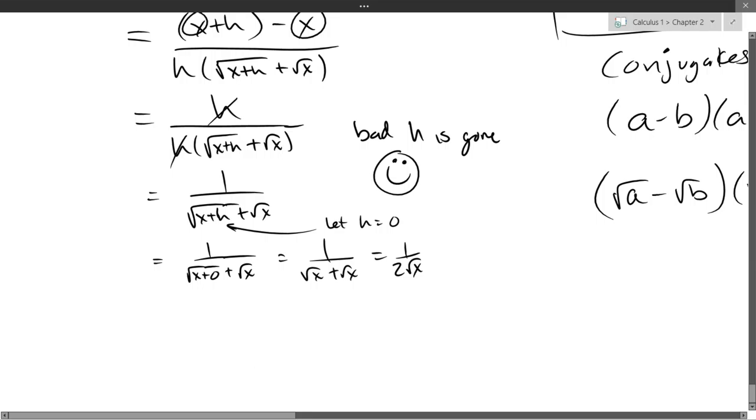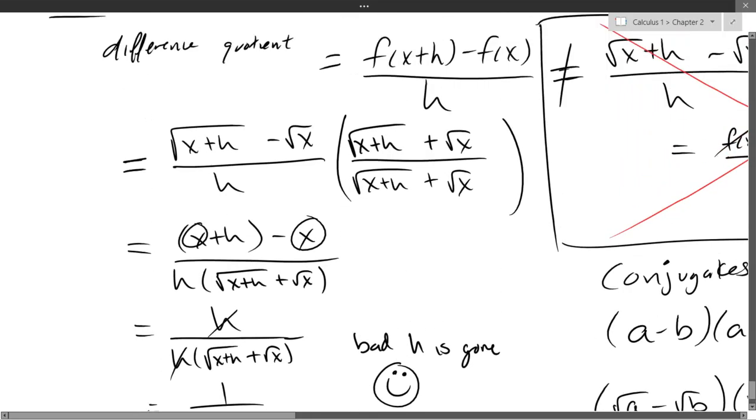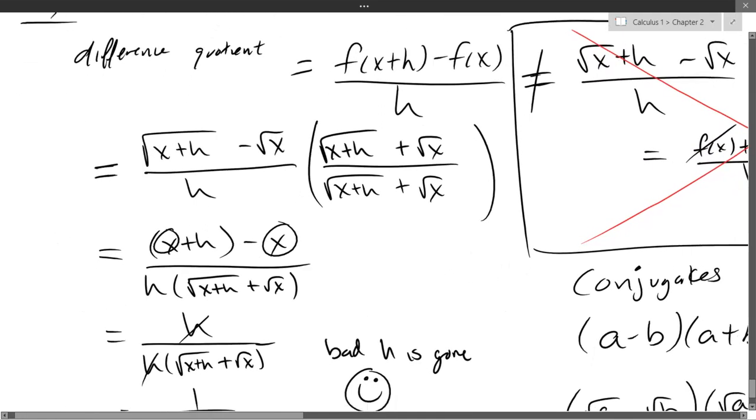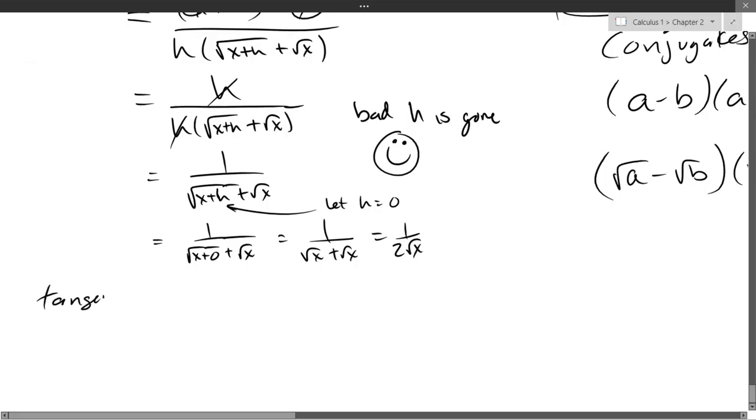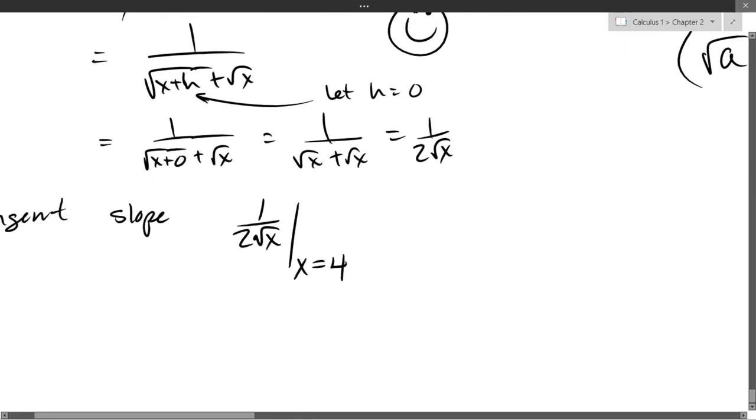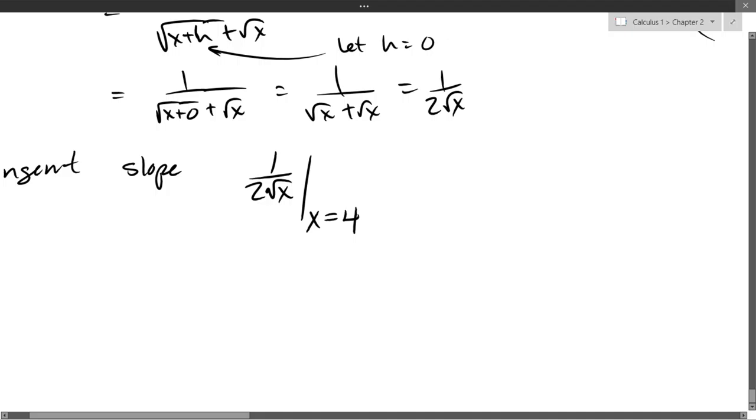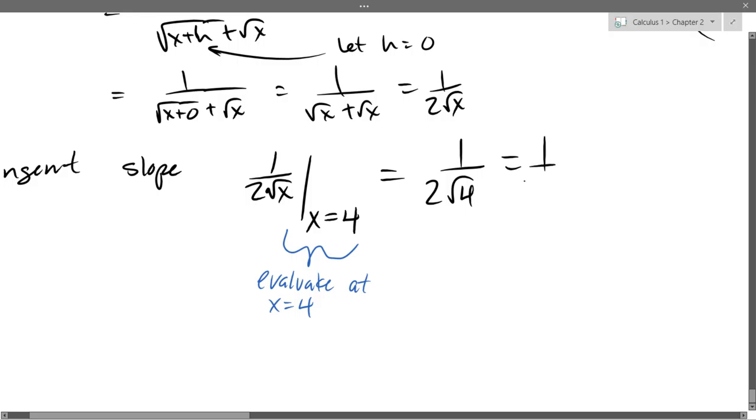All we need to do, this is basically our slope as soon as I plug in our x value. So I just put in the x value we wanted, which was 4. So this is our slope as soon as I plug in 4. So here is some new notation. It's a vertical bar, which means evaluate that expression at x equals 4. So this notation right here means evaluate at x equals 4. So that's easy to do. 1 over 2 square root 4. 1 over 2 times 2, which is 1 fourth. So our slope is exactly 1 fourth.